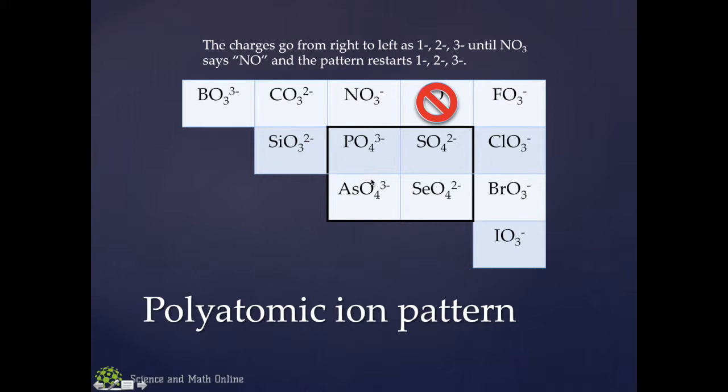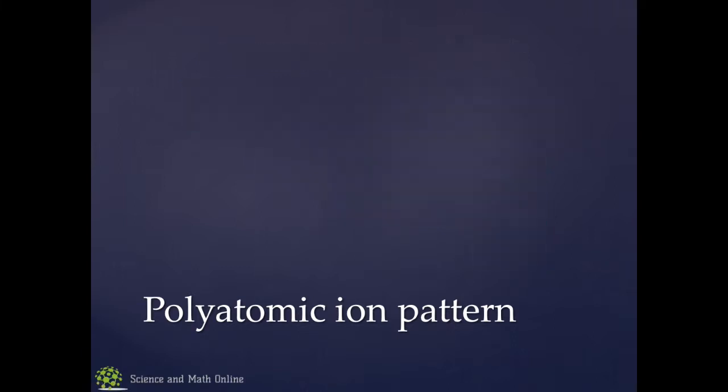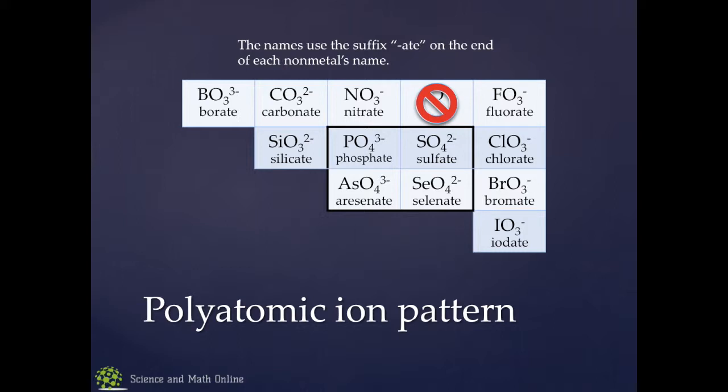The 4 in the box get 4 oxygens, everybody else gets 3, and the charges are 1, 2, 3, 1, 2, 3. And then naming these, all of them end in ATE: fluorate, chlorate, bromate, iodate, sulfate, selenate, phosphate, arsenate, nitrate, carbonate, silicate, and borate. So they all end in ATE. Simple. You've now just seen a simple little way to memorize 12 different polyatomic ions. And actually from this you can get 48, because we can add 36 more really simply.